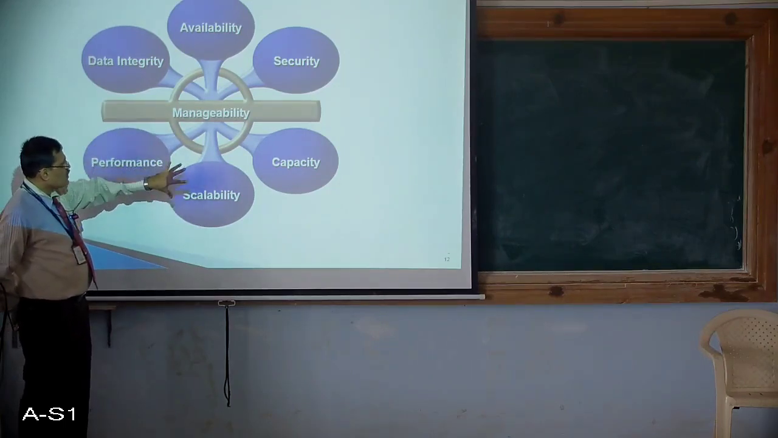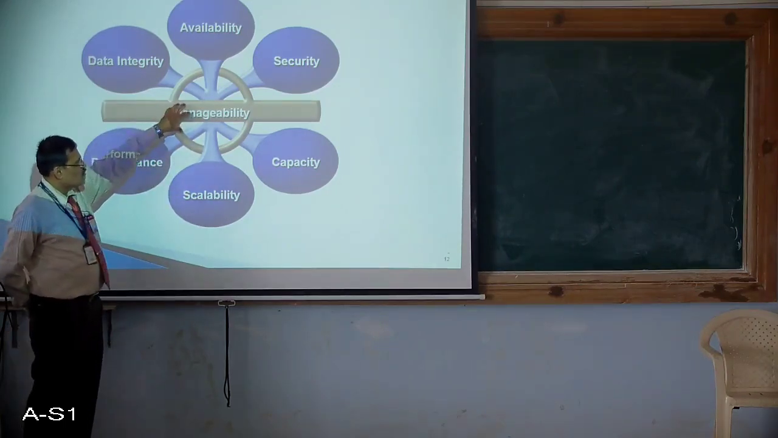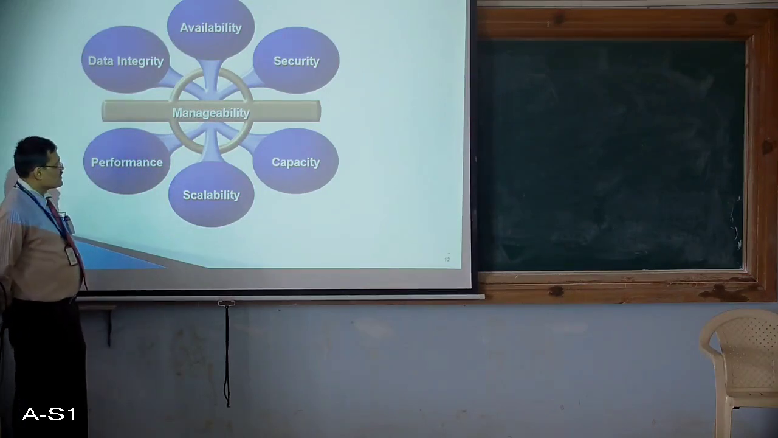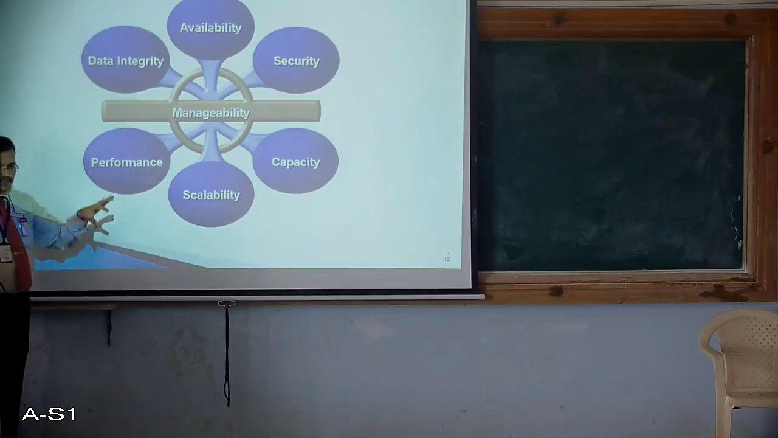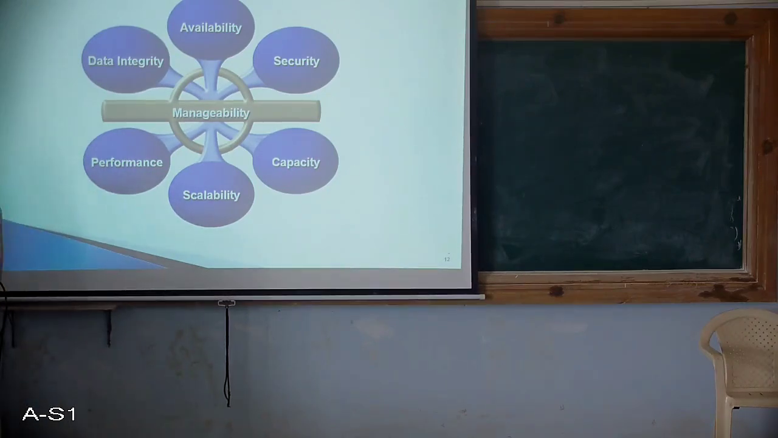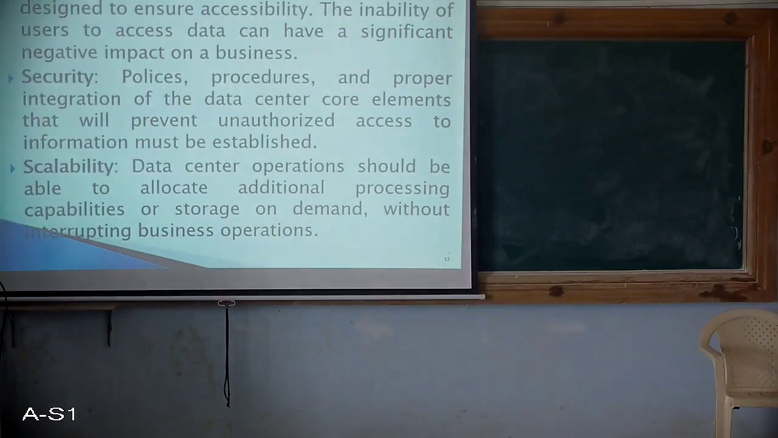To support all these characteristics, we need one more supporting characteristic which we call manageability. So all these 7 characteristics together, we can define as the characteristics of a data center. So let us see one by one what exactly the characteristics are. The first one is availability.